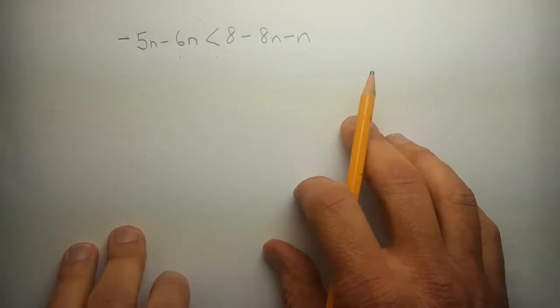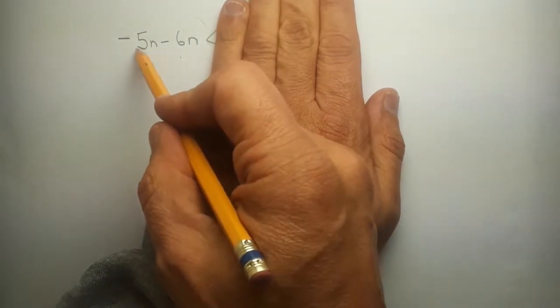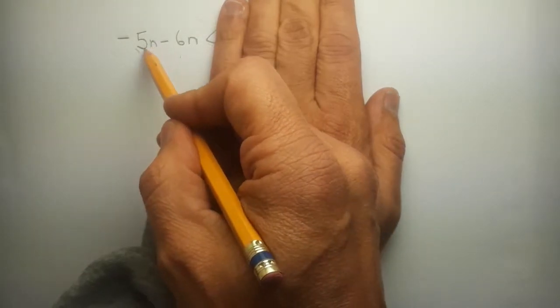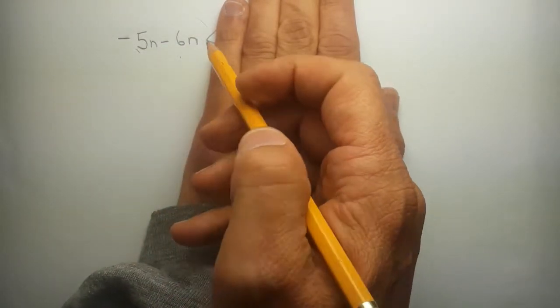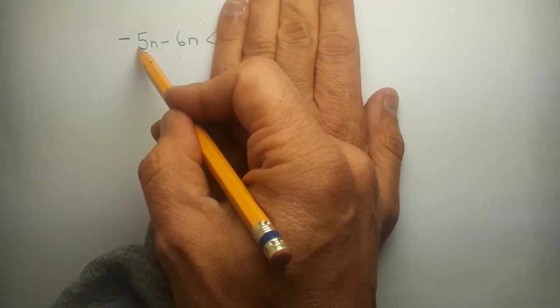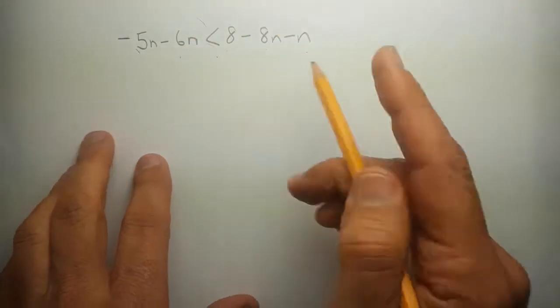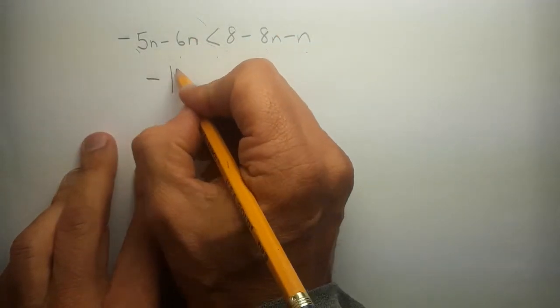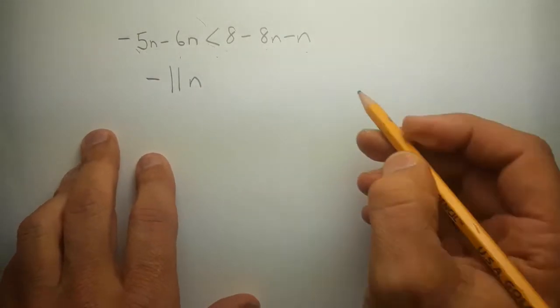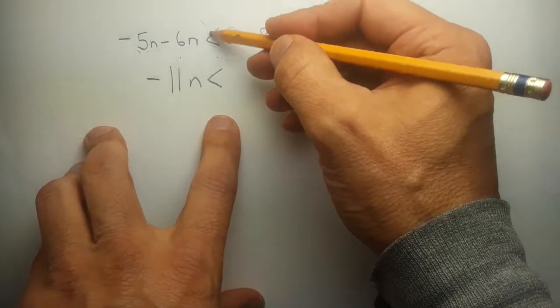We're going to start by taking a look at the left side, and the left side has negative 5n minus 6n. Those are similar terms, like terms as they often refer to them. You've probably heard your teacher say that. Negative 5n minus 6n, we can combine those because they are similar terms, and we have negative 11n, and then we have our inequality sign, and that always comes right down.